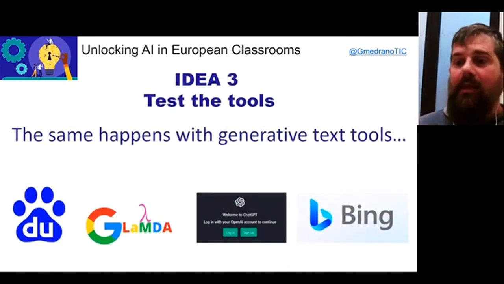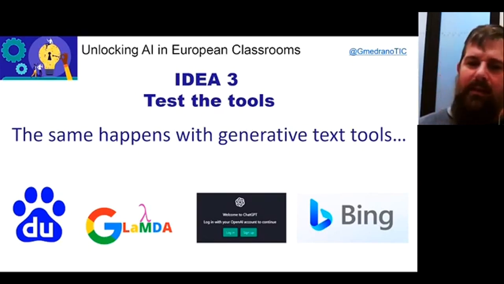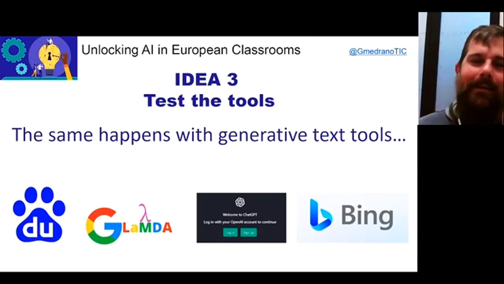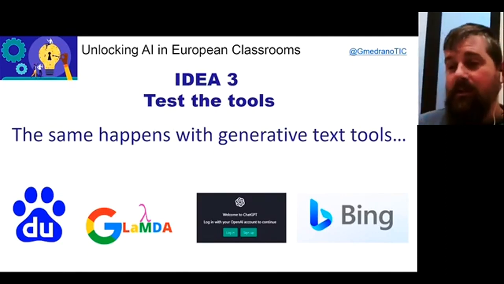This is the third idea, test the tools. You have to test them. Don't be afraid of that. Okay, you are feeding the monster with those prices, but at least you know how they work. We have different tools like Baidu or LaMDA or ChatGPT. They're very well known, but I'm going to pay attention to Bing, because one month ago everything started at Microsoft. They bought OpenAI for a lot of money, and at the end everything is integrated in Bing. Everything changed, from 3 questions to now 10 questions.